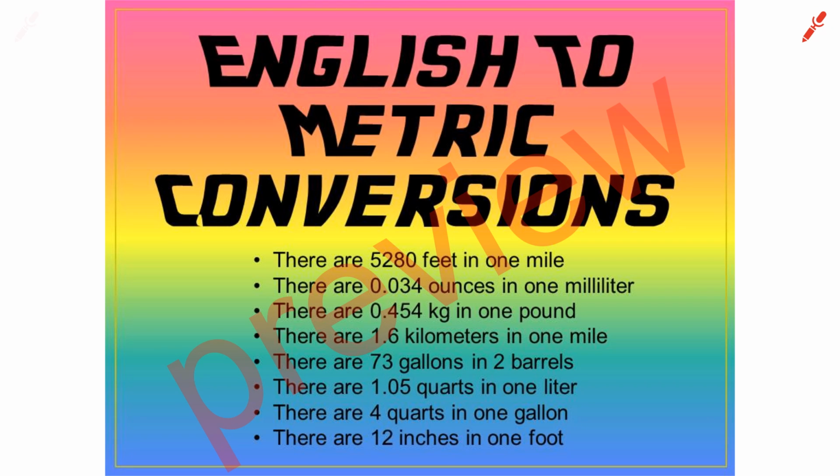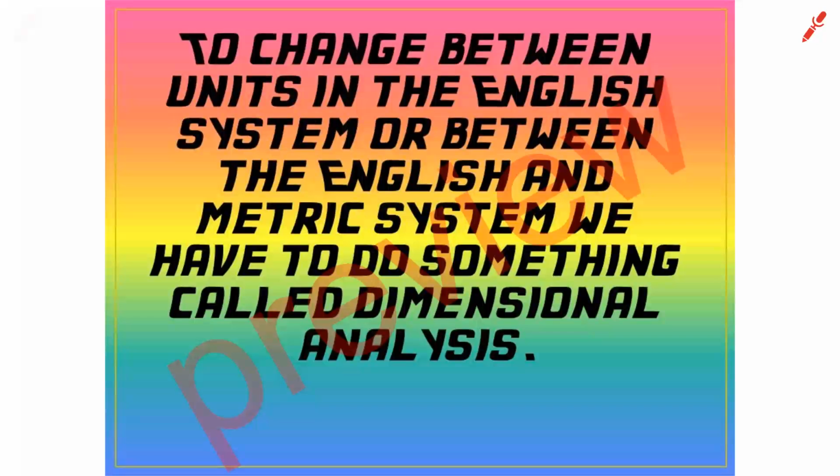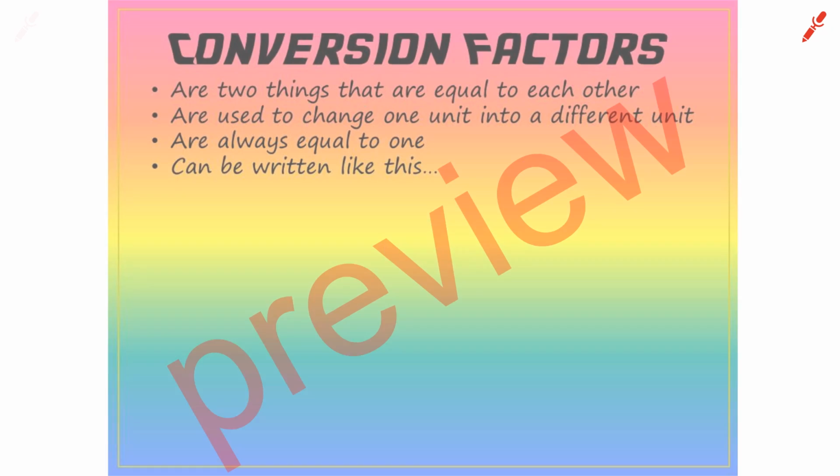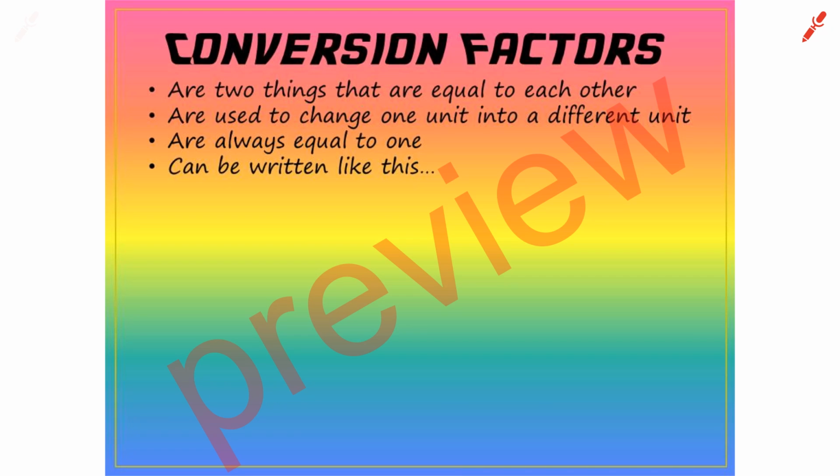Okay, so we talked about metric conversions where you just simply move the decimal point. Now we're going to talk about English to metric conversions, or conversions between English units. And to do that, we're going to do something called dimensional analysis. And before I show you what that looks like, I want to talk to you about conversion factors. Conversion factors are when two things are equal to each other, and they're going to be used to change one unit into a different unit.